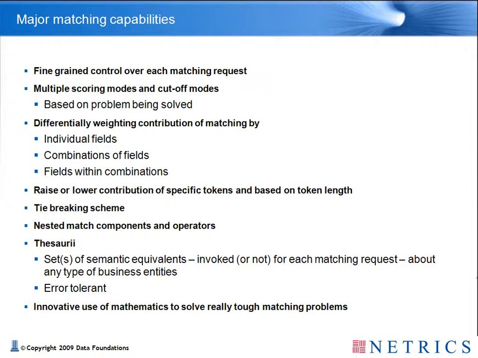We support the use of thesauri, basically semantic equivalent sets that can be invoked or not for each matching request. So, for instance, we supply a nicknames thesaurus so that Margaret is the same as Peggy, is the same as Midge, the same as Madge, and so on and so forth. And the thesauri are error tolerant. So you can have errors both in the data and in the request and in the thesaurus, and the records will be linked. The records will be linked despite those errors.